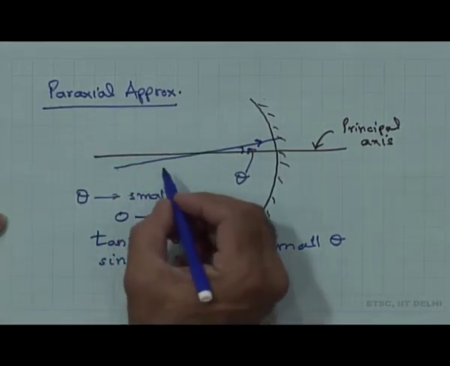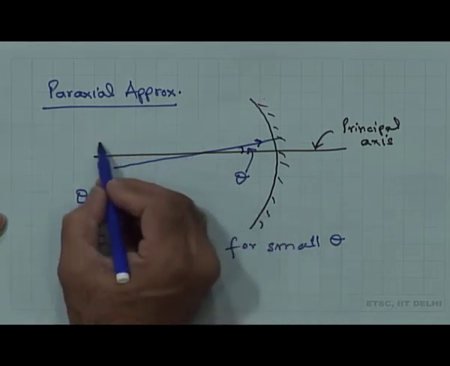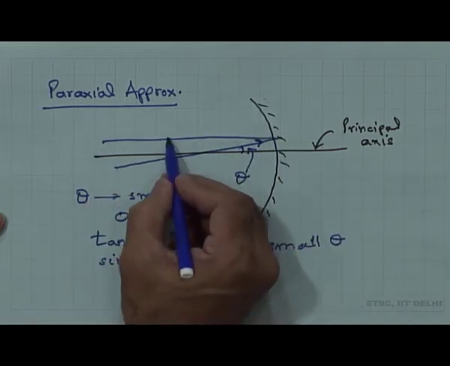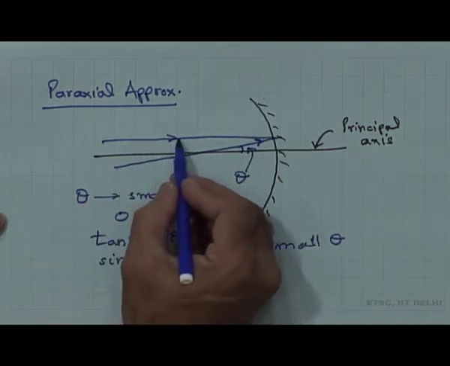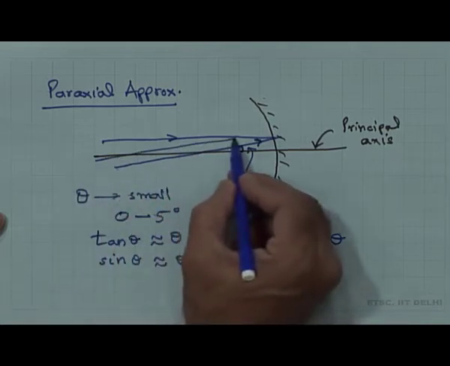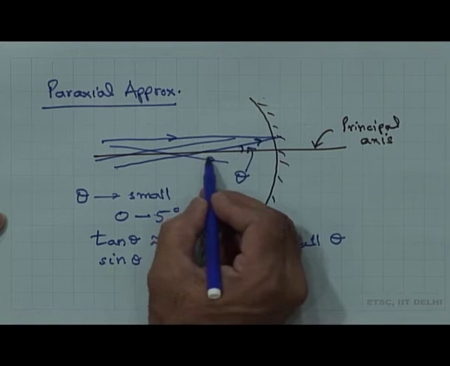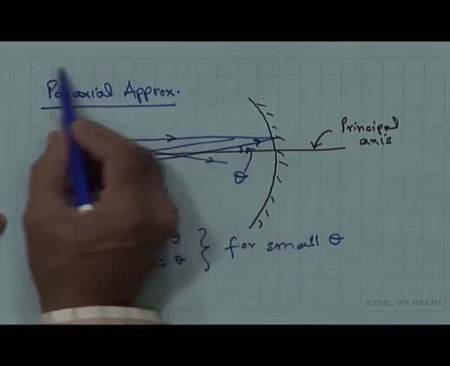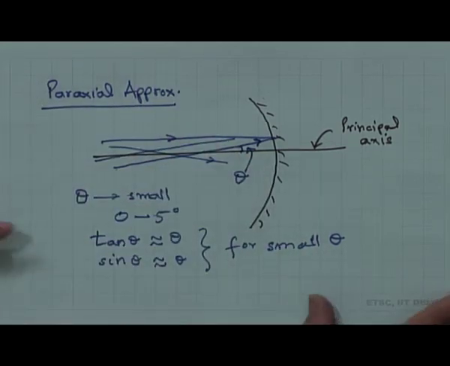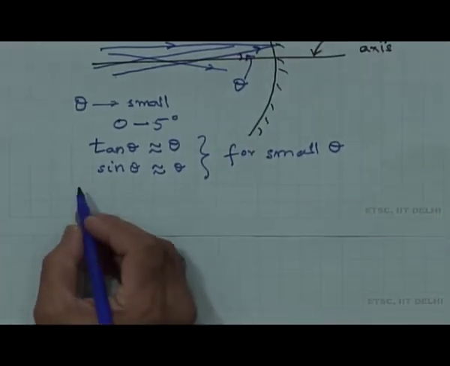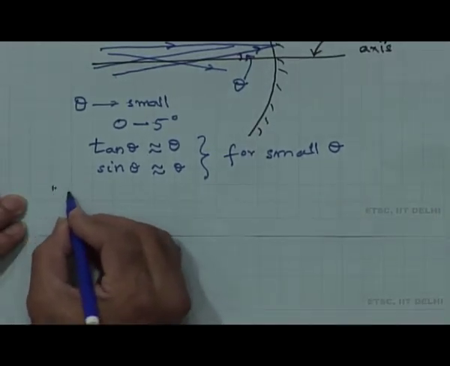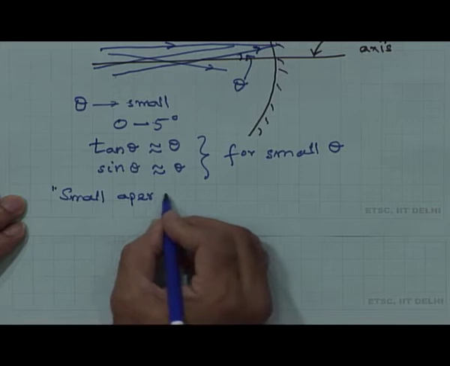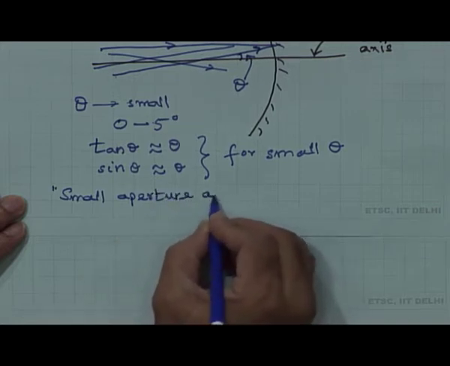So, the paraxial approximation is one in which we deal with rays which are close to the principal axis. They could be parallel rays, when theta is 0 it is parallel rays, or rays which make a very small angle with the axis. Then we say that we deal with the paraxial approximation. This is also sometimes called the small aperture approximation. Let me explain what this means.